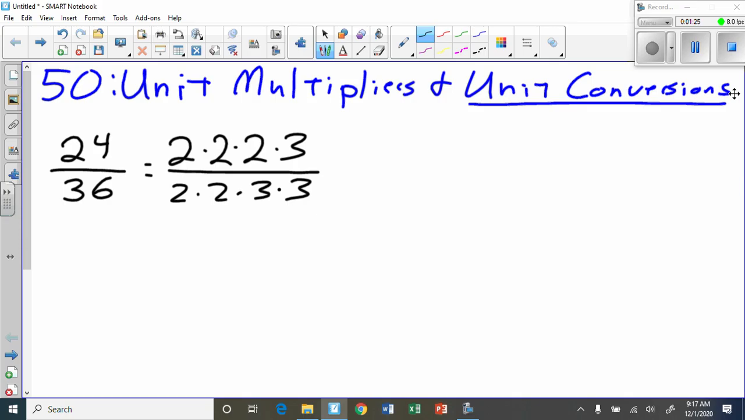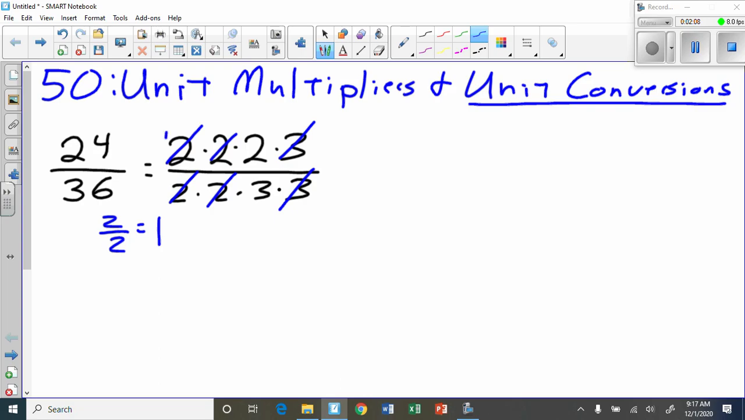Now what can cancel? And why? First, 2 into 2. And then the next 2 into 2. And then the 3 into 3. And why? Okay, but why? Why can we cancel them? What's 2 over 2 equal to? 1. That's why it's gone.